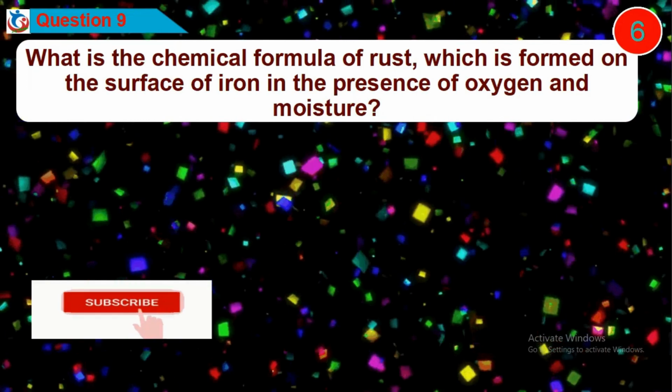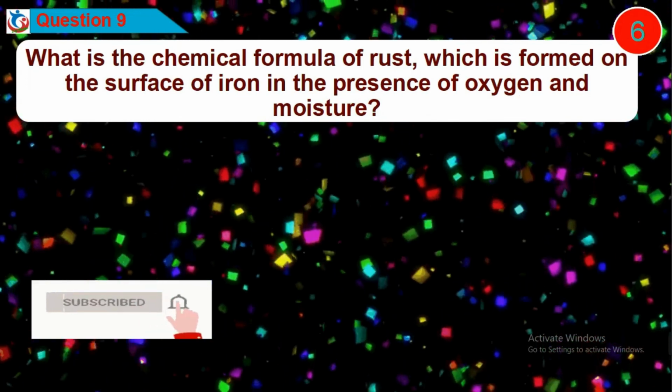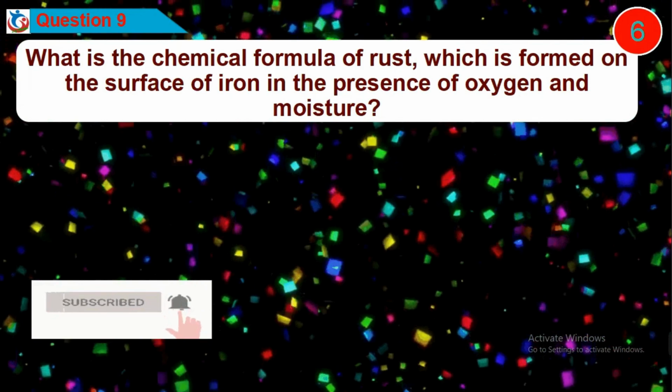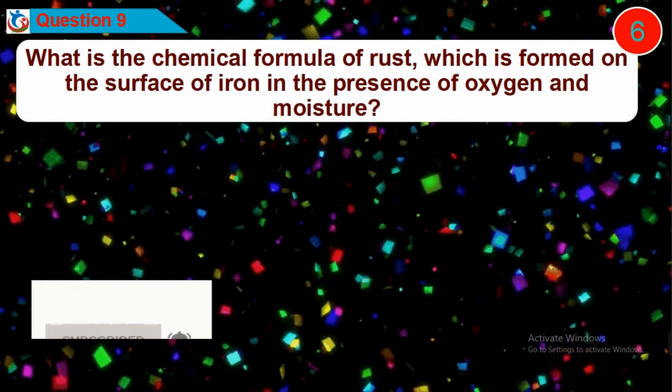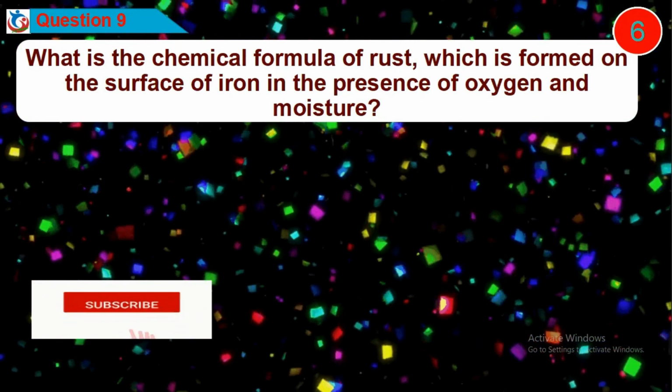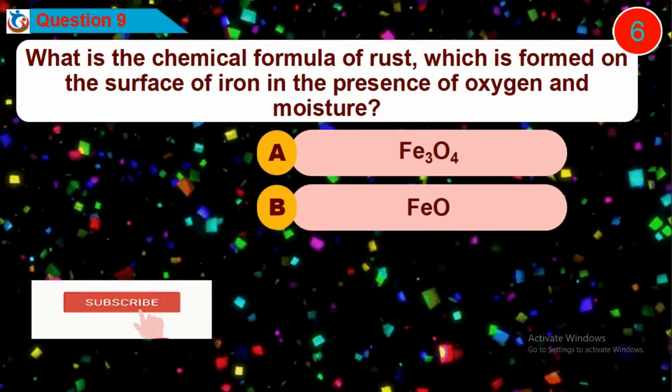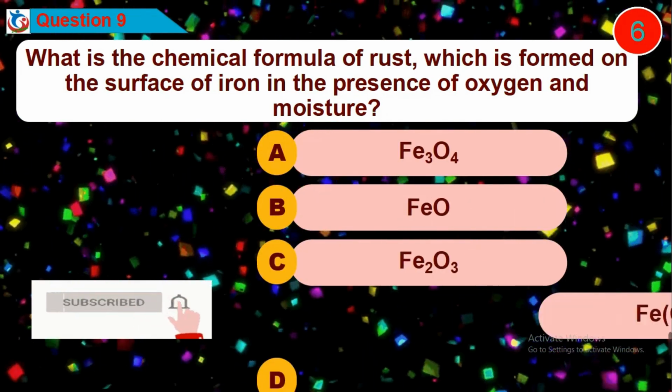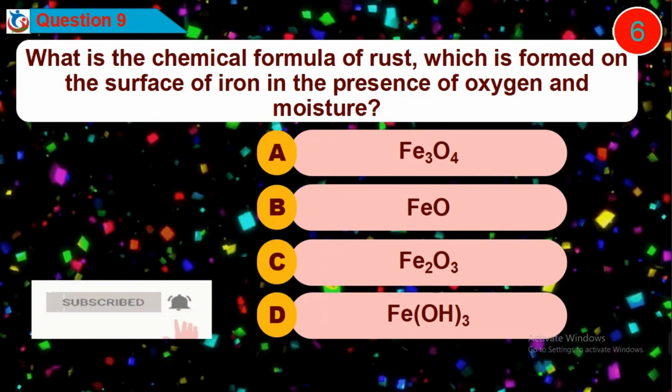Question 9. What is the chemical formula of rust, which is formed on the surface of iron in the presence of oxygen and moisture? Is it option A, B, C, or D?